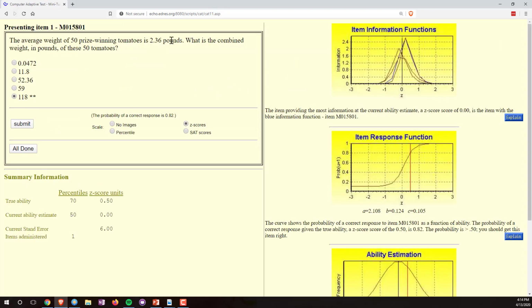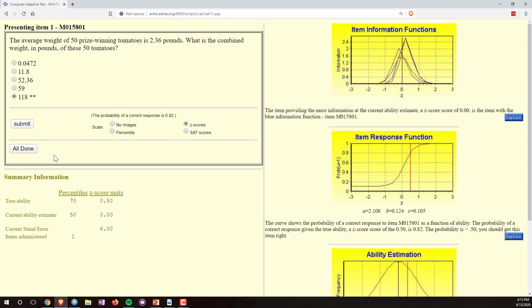So it first presents us an item. Looking at it from the perspective of the CAT, for the first item, it has no idea what our ability is, right? It doesn't know what our ability is. And we're going to take a look at all the graphs and things like that in just a moment. So it presents us to start with an item directly in the middle.